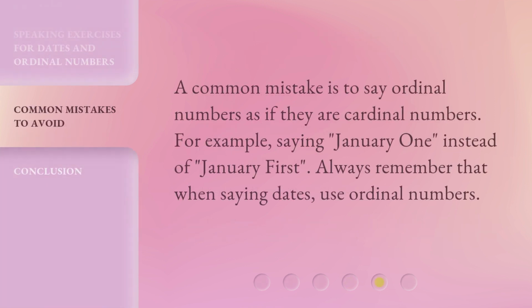A common mistake is to say ordinal numbers as if they are cardinal numbers. For example, saying January 1 instead of January 1st. Always remember that when saying dates, use ordinal numbers.